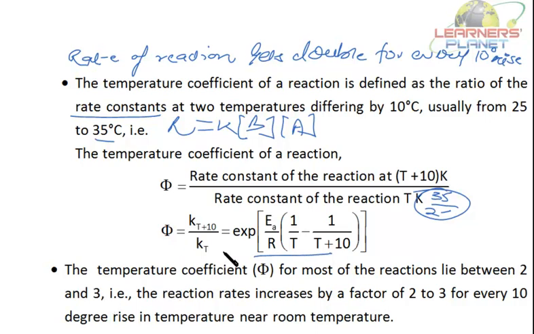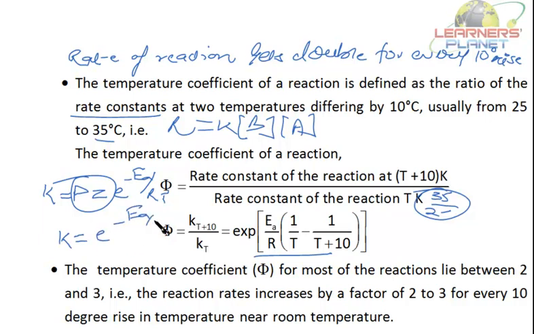So that is your k. What is k equal to? k is equal to P, the effective collision, and e to the power of minus Ea by RT, this exponential. So taking these as constants, we are just studying the relationship with temperature. Your k is equal to e to the power of minus Ea by RT, and this expression can be deduced.